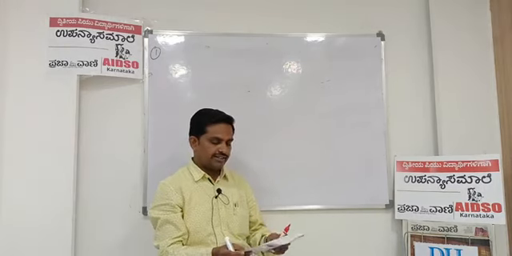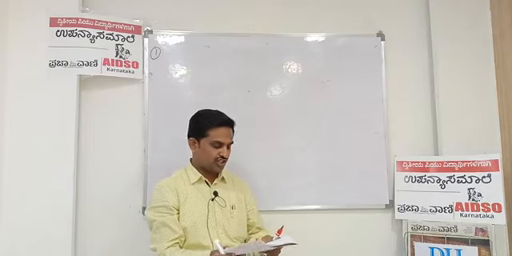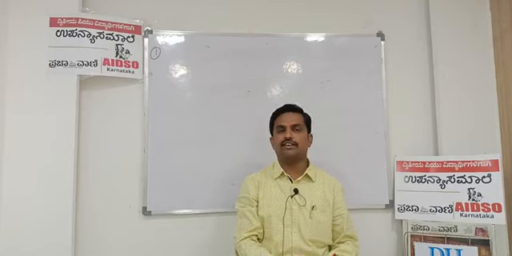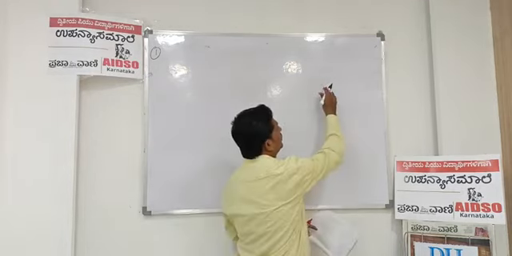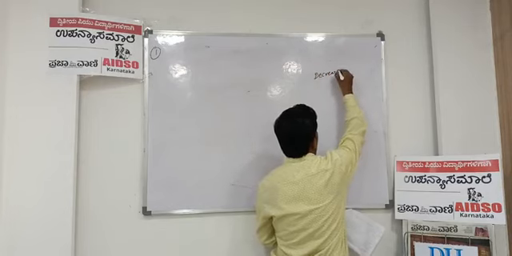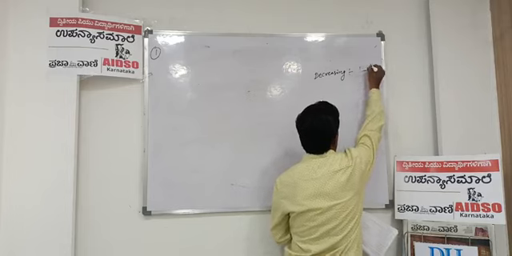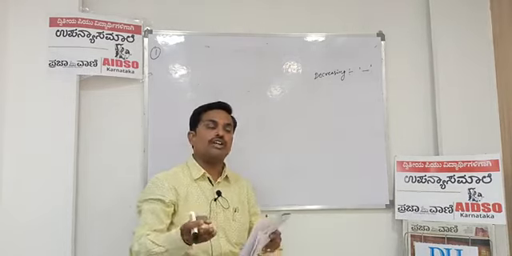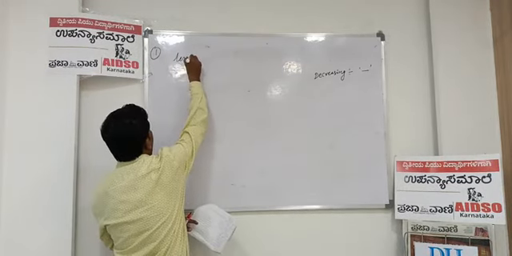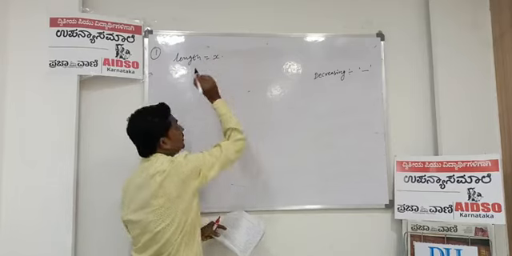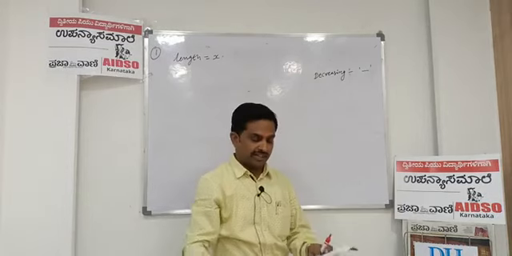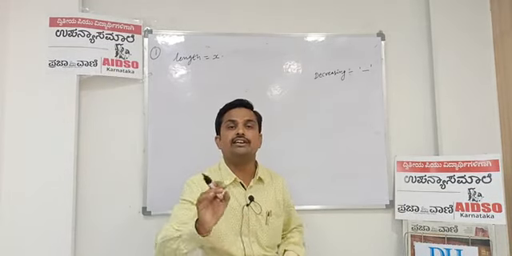The first question we are discussing, which is repeatedly asked in examinations, is: the length x of a rectangle is decreasing at the rate of. First of all, one word is introduced here, that is decreasing. Whenever the word decreasing comes, we have to take the sign as minus. What is decreasing here? Length is decreasing, and the length is given as the variable x of a rectangle. So decreasing means minus, and it has been introduced at the rate of.